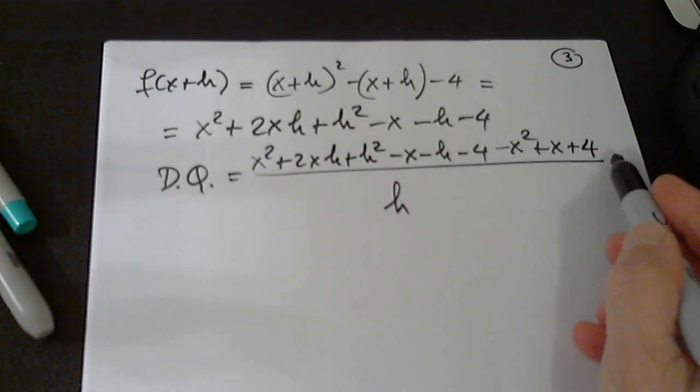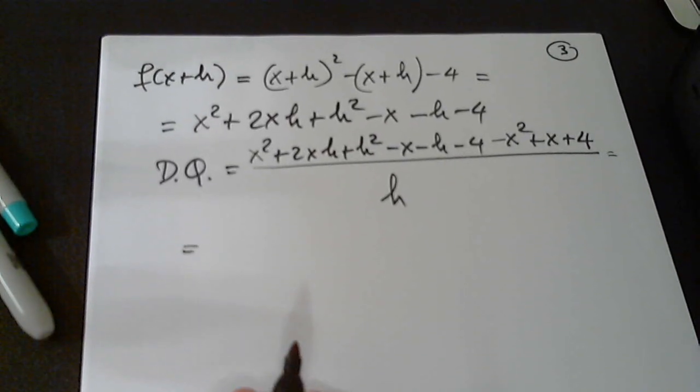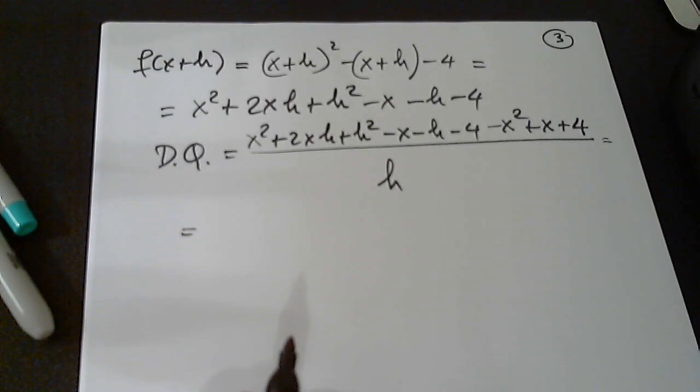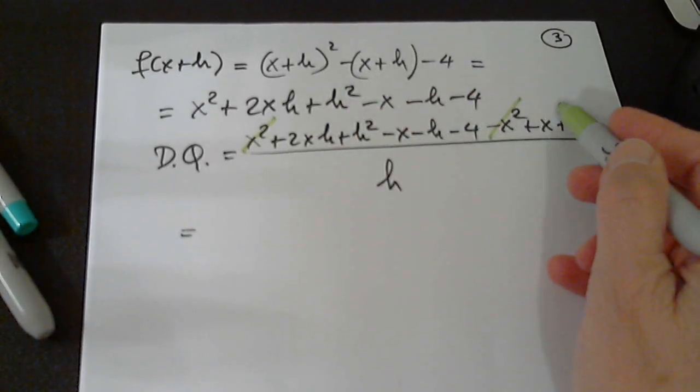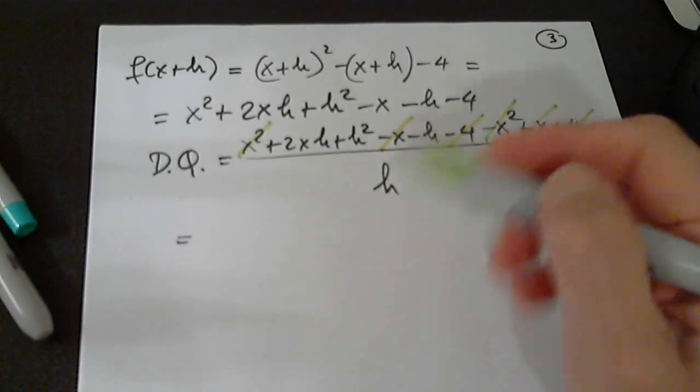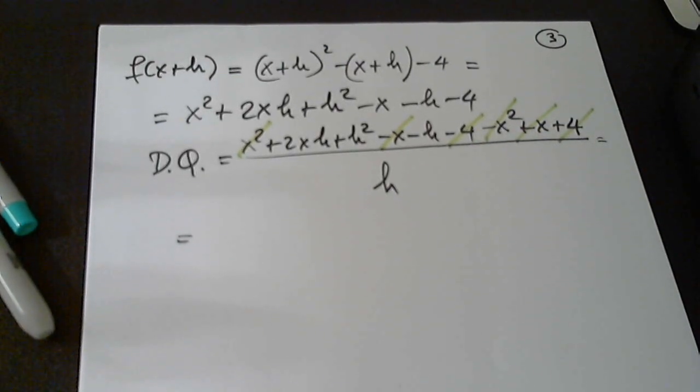Okay, does anyone have a final answer? Anyone has a final answer for us? So remember, the negative x squared was a positive x squared, and a positive x with a negative x, and positive 4 with a negative 4. All terms without h must go away. 2x plus h minus 1.